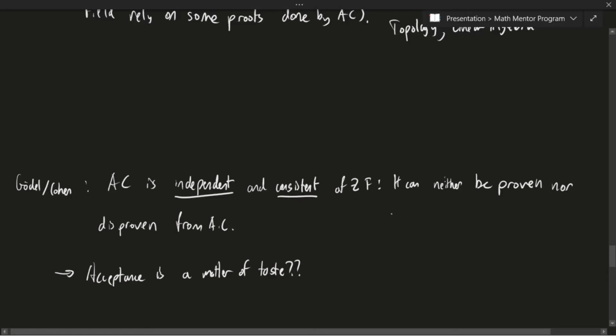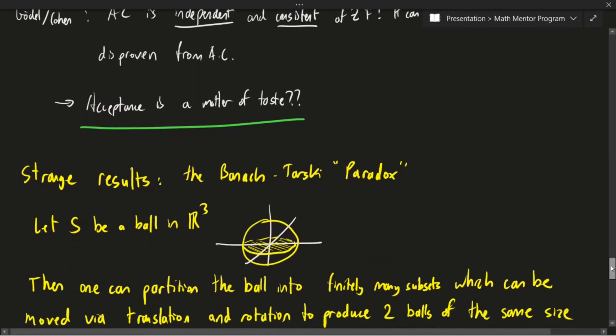What does this mean? Well, it just means that the ZF axioms, remember those 9 axioms that I talked about, cannot prove AC, and you also cannot disprove AC from them. So in other words, AC is totally separate from ZF. You can either choose to accept it or you can choose to not accept it, and logically it makes no difference. So in this sense, we get this conclusion, which is that acceptance of AC is just a matter of taste. It's a matter of what you want to prove, what you want to assume to be true.